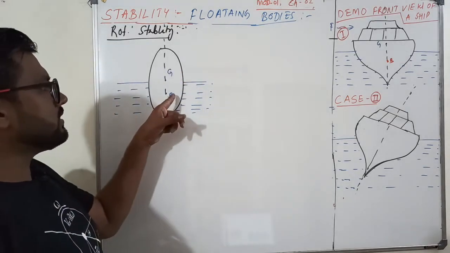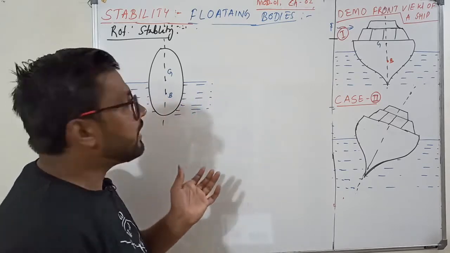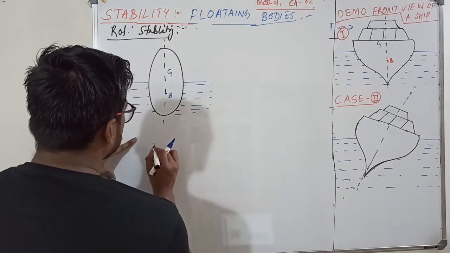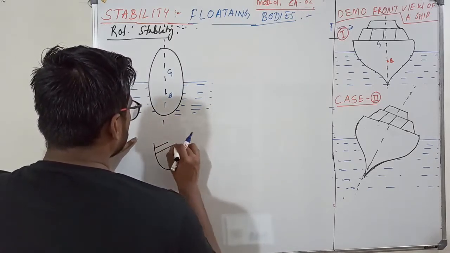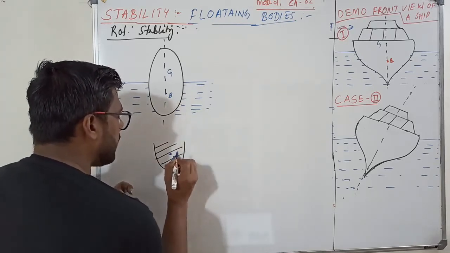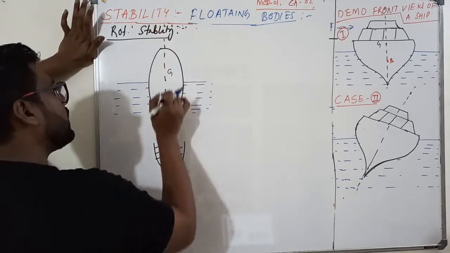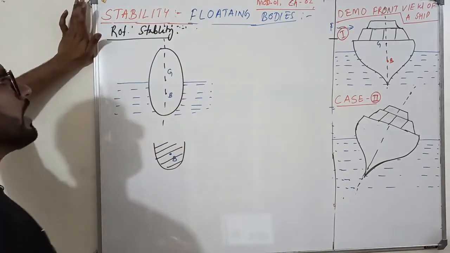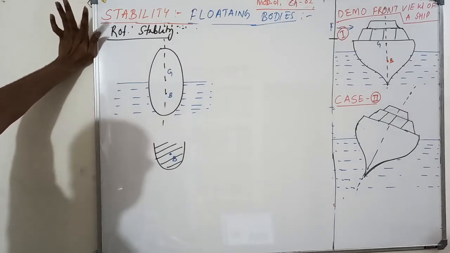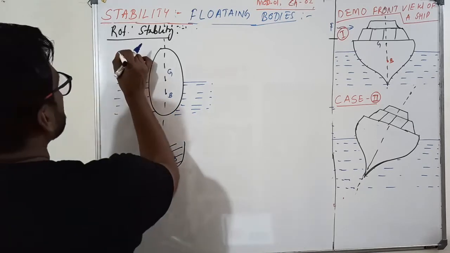Sir, why is the center of buoyancy taken as B here? Center of buoyancy is the centroid of the displaced volume. How much volume is it displacing? Sir, here it is displacing this much volume, and its centroid is the center of buoyancy. That's why I have shown the center of buoyancy here. But for now, the center of buoyancy and the centroid are at the same position.